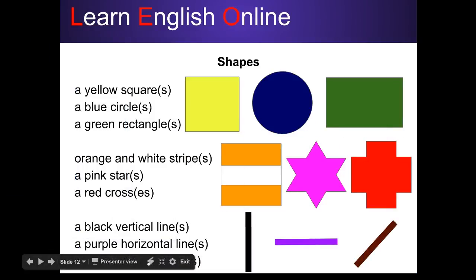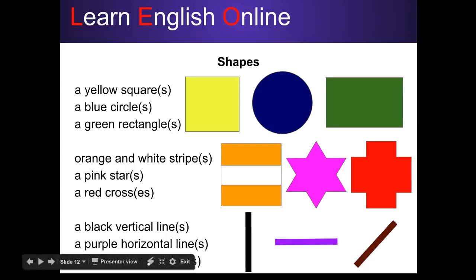Okay, then we have the stripes. Okay, so we've got here orange and white stripes. And if you remember, there were stripes on, well, actually on the American flag. There were no stripes on the European flag, and there weren't really any stripes on the United Kingdom flag or on the Union Jack. But on the American flag there were stripes. They weren't orange and white stripes. Can you remember what colour they were? They were red and white stripes.